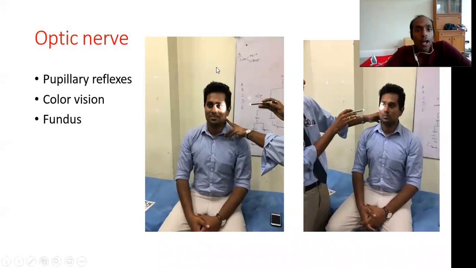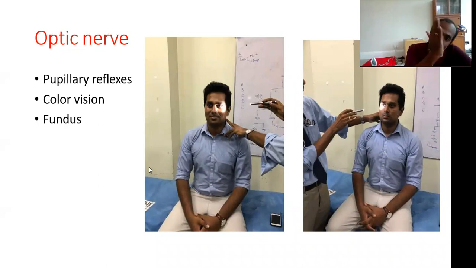Now the next few things in the optic nerve are the pupillary reflexes. Again, demonstrating the pupillary light reflex. Very important reflex that you need to examine, the light reflex. Again, observe the pictures. When you are doing the light reflex, stand slightly to the side of the patient. Don't stand right in front of the patient.